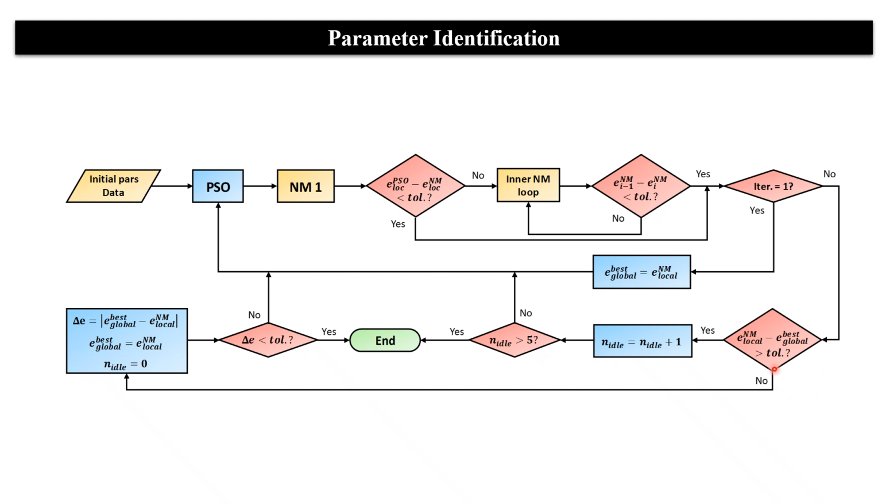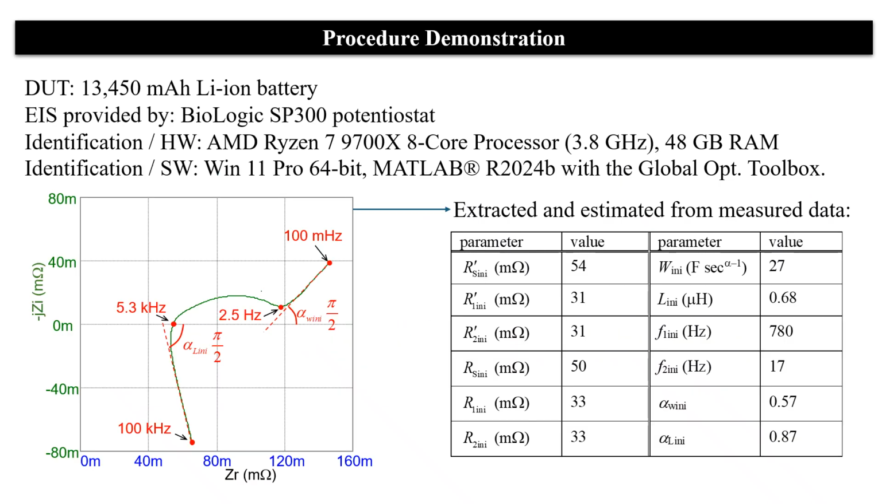Whereas if there is an improvement, we update the global error using the local error, and we reset the counter, and we reinitialize the entire loop, as there is still a chance that we will find a better set of parameters. If the difference between two successive updated global errors is smaller than the tolerance, then the algorithm converges.